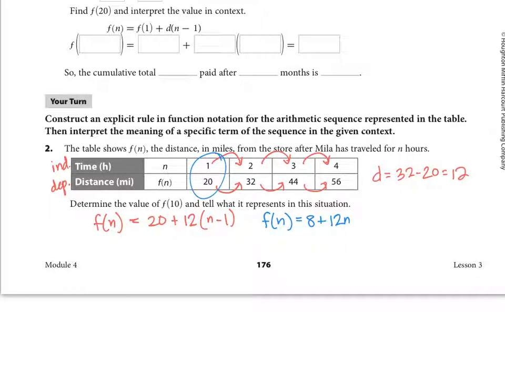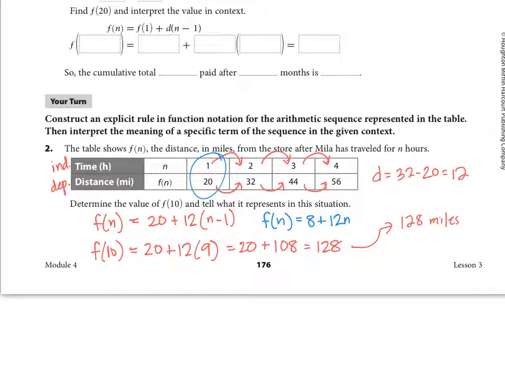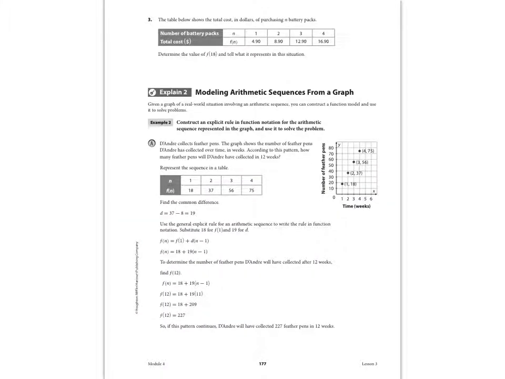So now we need to figure out what is f of 10, and then what does it represent? So f of 10 equals 20 plus 12 times 9, right? Because that's 10 minus 1. And then that becomes 20 plus 108. And finally, 128. So this is going to mean that Mila is going to travel 128 miles in 10 hours. Okay. Number 3, your turn.